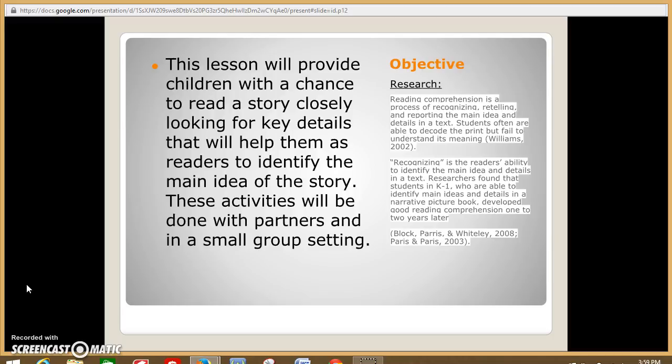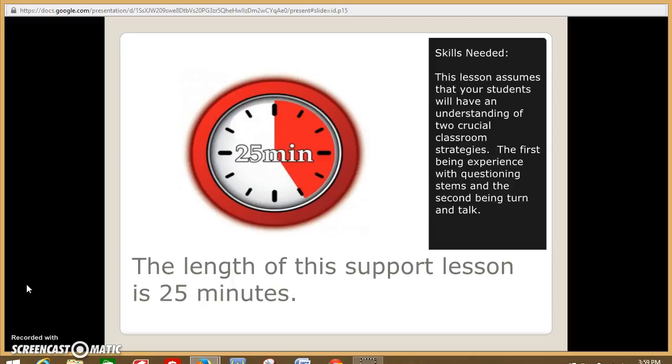These activities will be done with partners and in a small group setting, but could be done in a whole group setting if that best fits the needs of your students. The length of the support lesson is about 25 minutes, but could be lengthened or shortened to support your needs and the needs of your students.